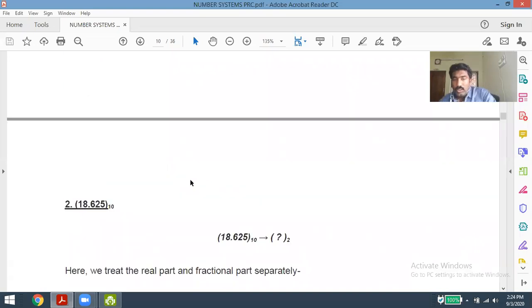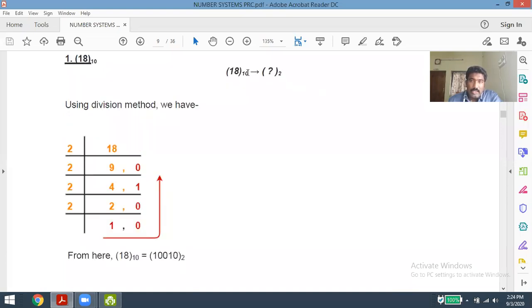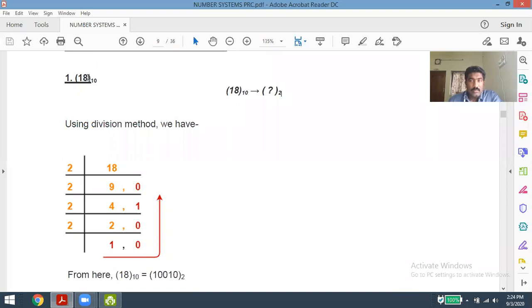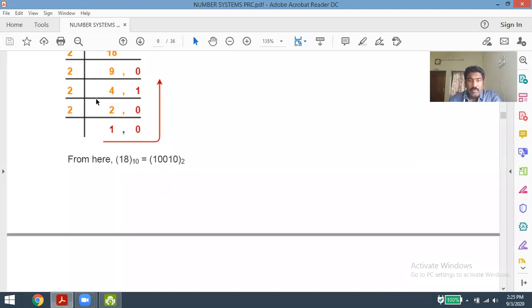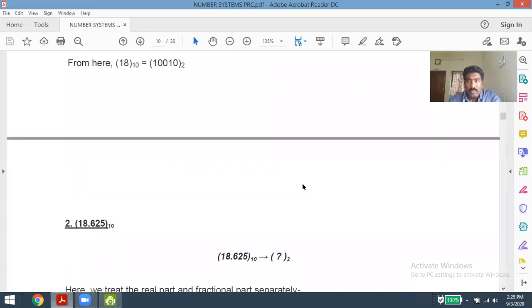Now coming to the same problem of converting base 10 to base 2. Here there are no fractions, just a rounded value 18. If our problem has fractions, like 18.625 base 10, and I want to convert it into base 2, what should I do? Don't divide the entire value 18.625 by 2. This is the wrong method.